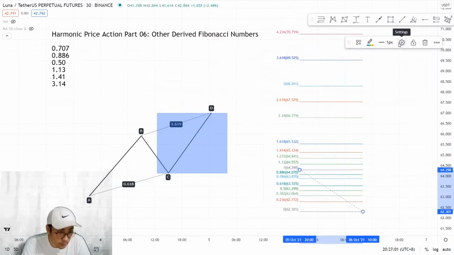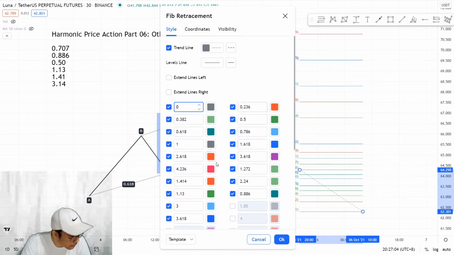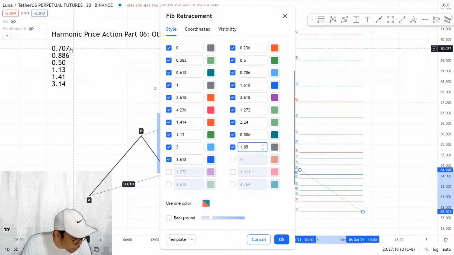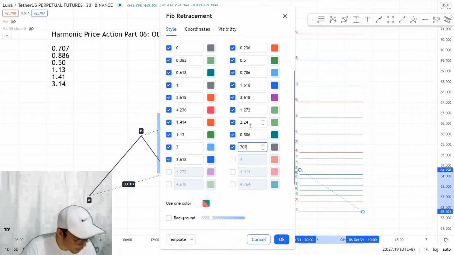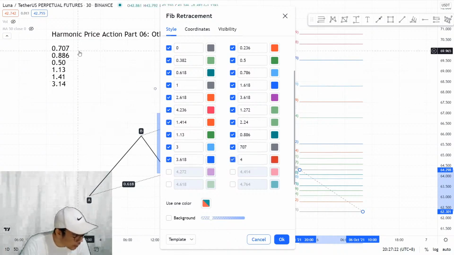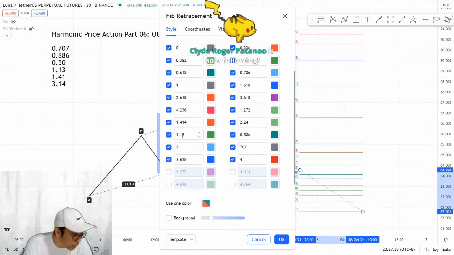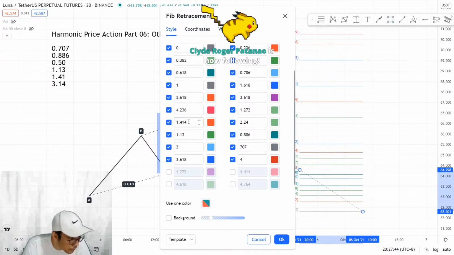So let's just click this setting icon, and it doesn't matter. As long as you put it here, it will reflect in chronological order. So the other number that we will put here, for example, this one, instead of 1.85, we will have 707. And this one, instead of 4, we will have 886. I'm not sure if we already have 886 here. Oh yeah, we already have 886, so there's no need to put it here. 0.5, it's already available, I guess. Yeah, 0.5 is here. 1.13 is there. 1.41, okay, 1.41 is already here.